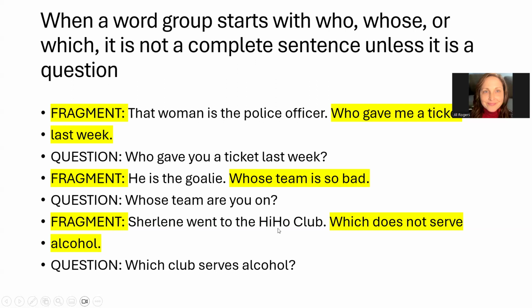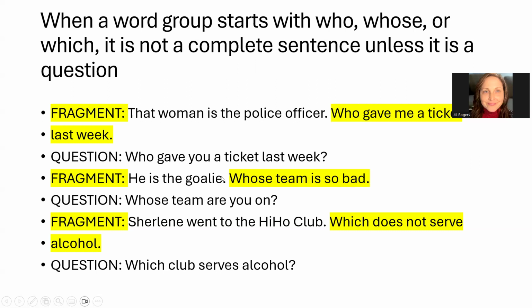Okay, Charlene went to the Hi-Ho Club, which does not serve alcohol. Here we see that we're modifying Hi-Ho Club. They do not serve alcohol. In this case, we would put a comma because this is a non-restrictive clause. A non-restrictive clause just means a clause that does not change the meaning of the sentence. She went to this club, it's fine, and then you have extra information, so we'd have a comma. With this one, it's a restrictive clause. We can't say comma who gave me a ticket because we're identifying the police officer and changing the meaning. So this is a restrictive clause, so we have no comma.